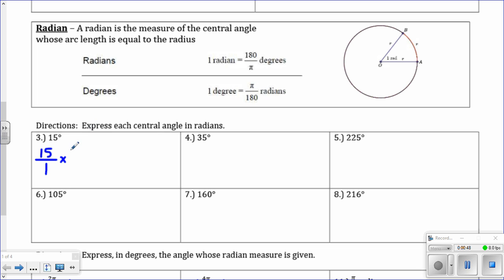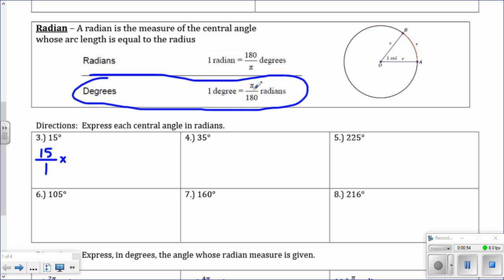Okay, we right now have degrees. So we go to degrees on the reference sheet. And because 1 degree equals pi over 180 radians, you're going to multiply the degree measure by pi over 180. On the top of the fraction, I would have 15 pi. On the bottom of the fraction, 1 times 180 is just 180.